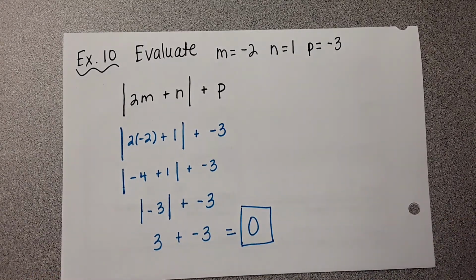You guys, just because you get 0 as an answer doesn't mean you did the problem wrong. A lot of kids, when they think they get 0, they think, oh my gosh, I did something wrong. 0 is a number and it exists in math, okay?